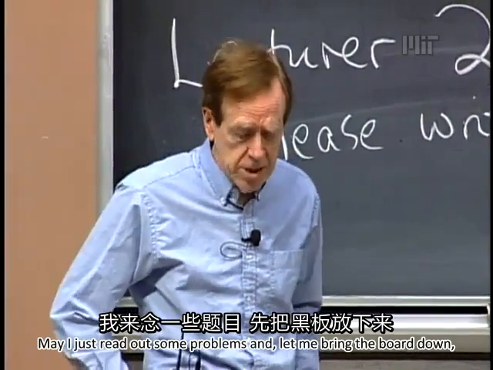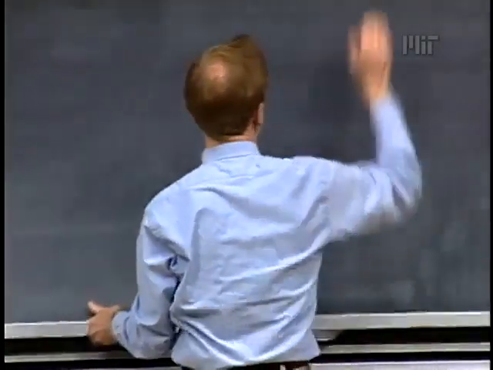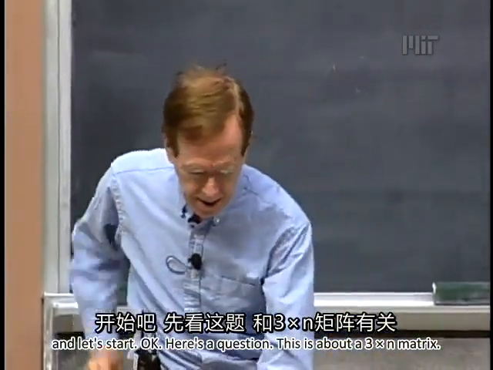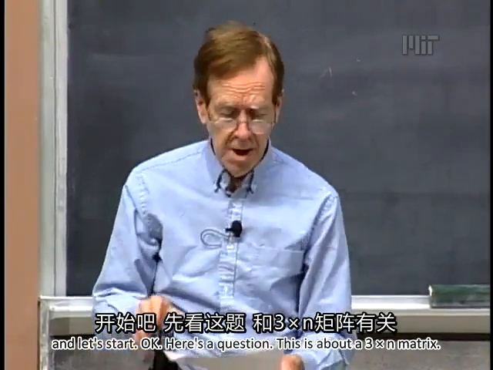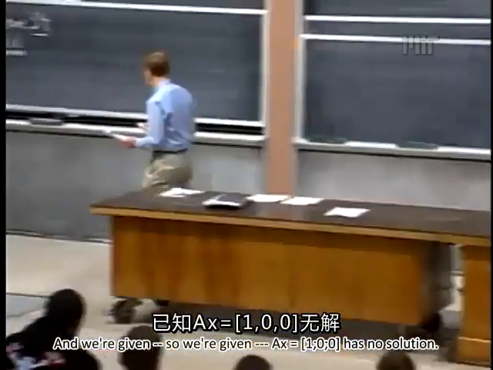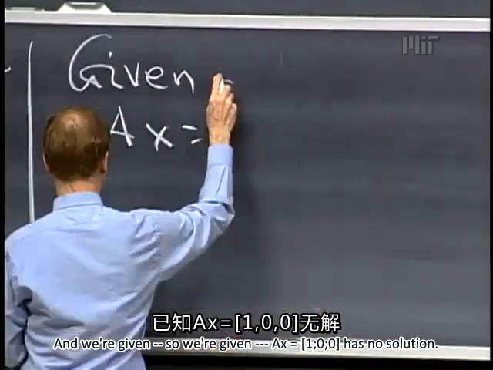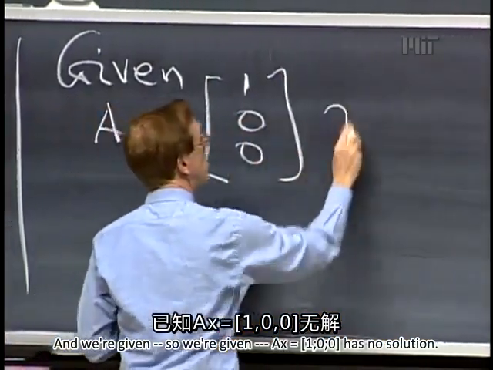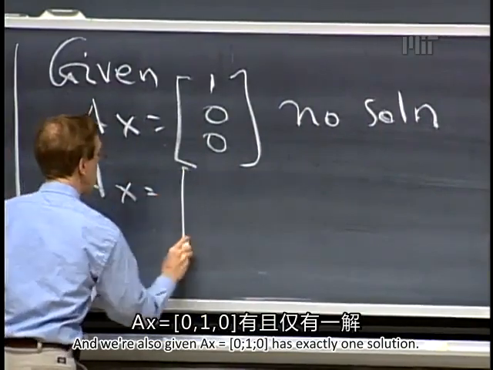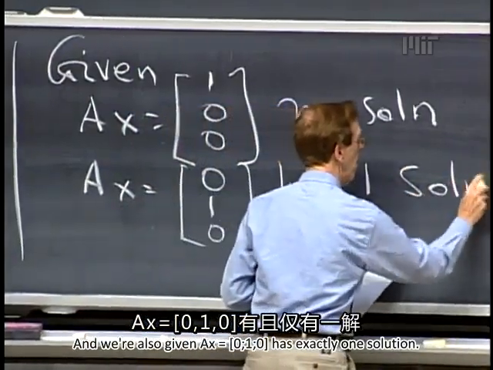May I just read out some problems? And let me bring the board down. And let's start. Okay. Here's a question. This is about a 3 by n matrix. And we're given AX equals (1, 0, 0) has no solution. And we're also given AX equals (0, 1, 0) has exactly one solution. Okay.